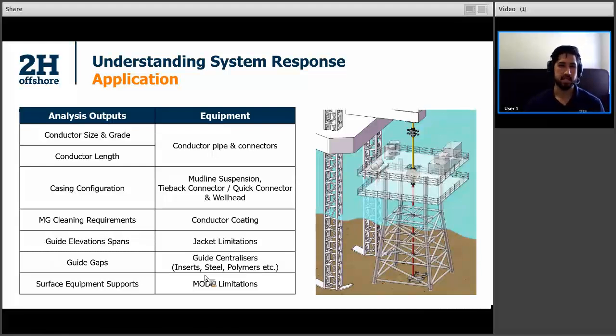Some of the jacket limitations, if we can identify those span lengths, the type of gaps that are guides, so the type of centralizers, whether those are inserts, whether they can just be steel, whether they need to be polymers, and so on. And for surface equipment supports, whether we have any MODU limitations. So we're looking at speccing essentially this whole system here on the side. This is just a conductor that's being drilled through on a platform. So we can start speccing out or understanding what refinement can be made of that system.